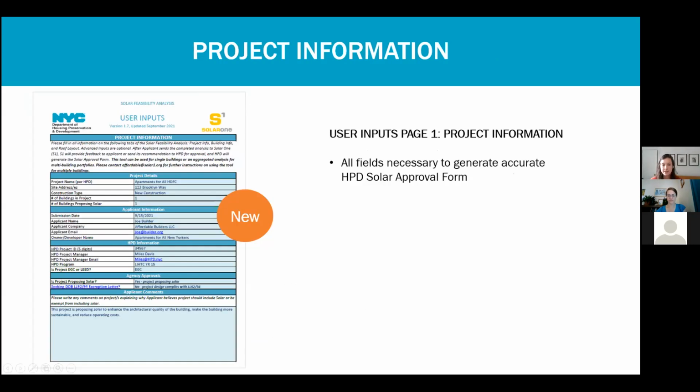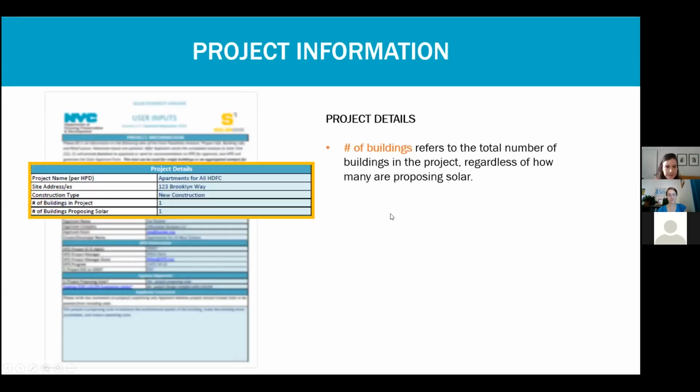So the second tab is the real meat of the analysis. This is a new page, and it captures all the information about your project. And so every field is required because these are the fields that are going to carry through to all the other forms, including the HPD solar approval form. We just ask you fill out all the fields so that we can get the best, most accurate form.